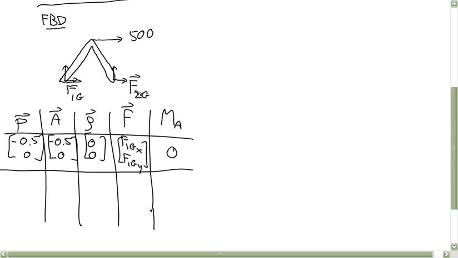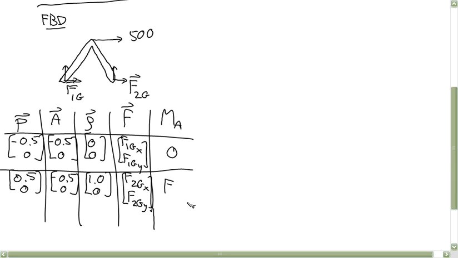Now this force F2g acts at positive 0.5. The about point is negative 0.5, 0, sorry. That has to be the same for all of these in the same free body diagram, you know. So rho is positive 1, 0. The force is F2gx, F2gy. And so the moment is just 1 times F2gy.